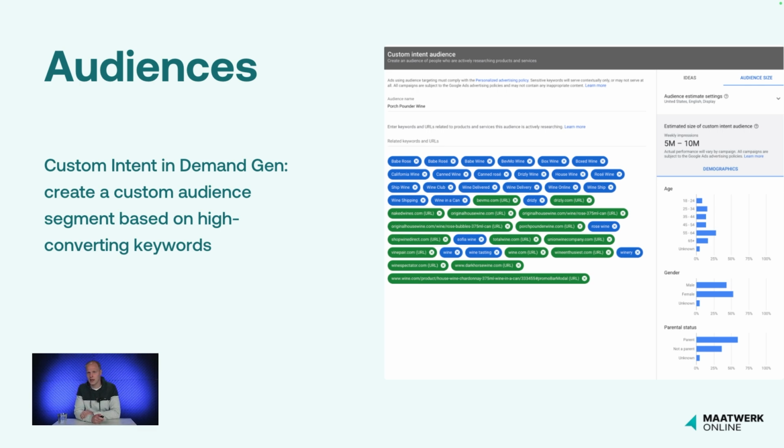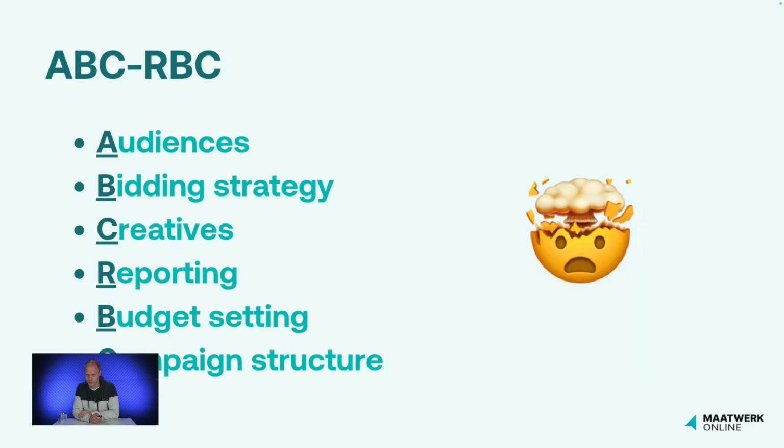One other thing I would like to show you regarding audiences in demand gen campaigns is the custom intent function. You can create a custom audience segment based on your high converting keywords from your search campaign, for example, and then put that audience in your demand gen campaign. This is also something that we see seems to work pretty well in the majority of the campaigns that we are running at the moment.